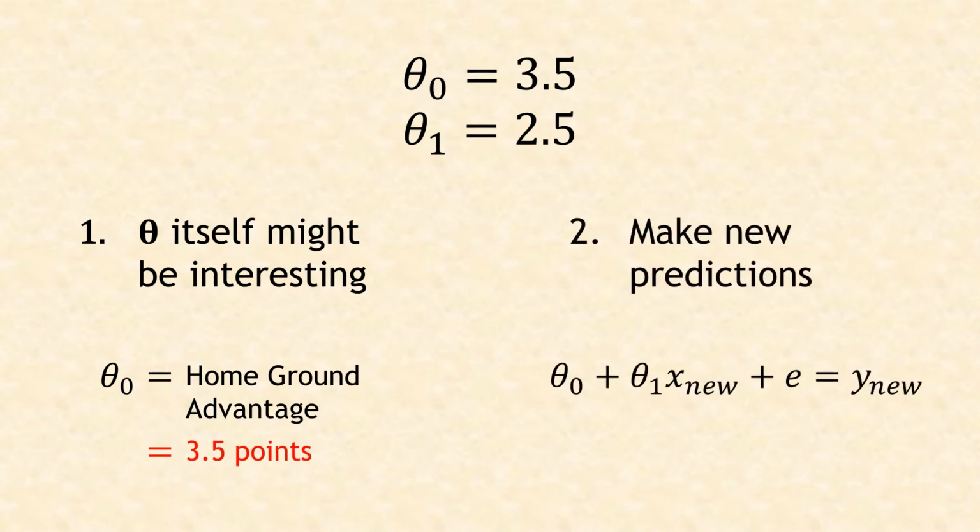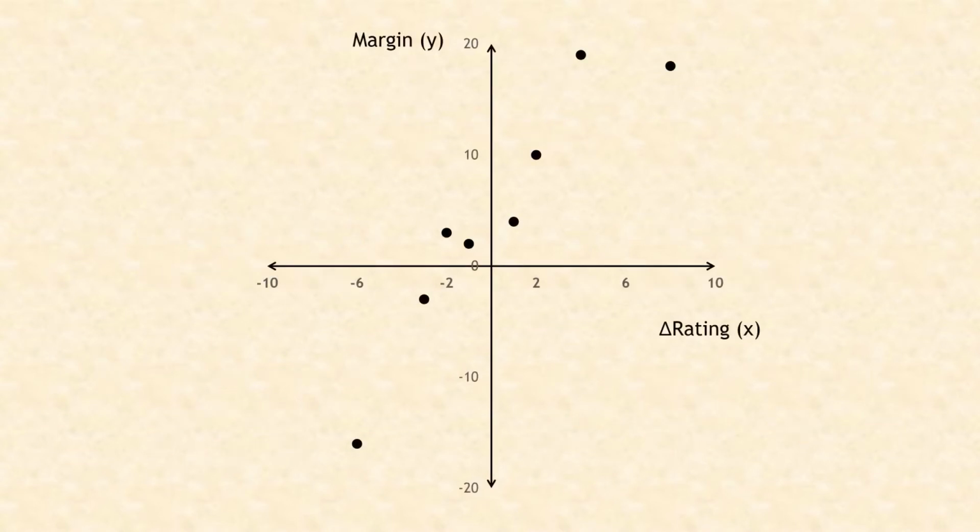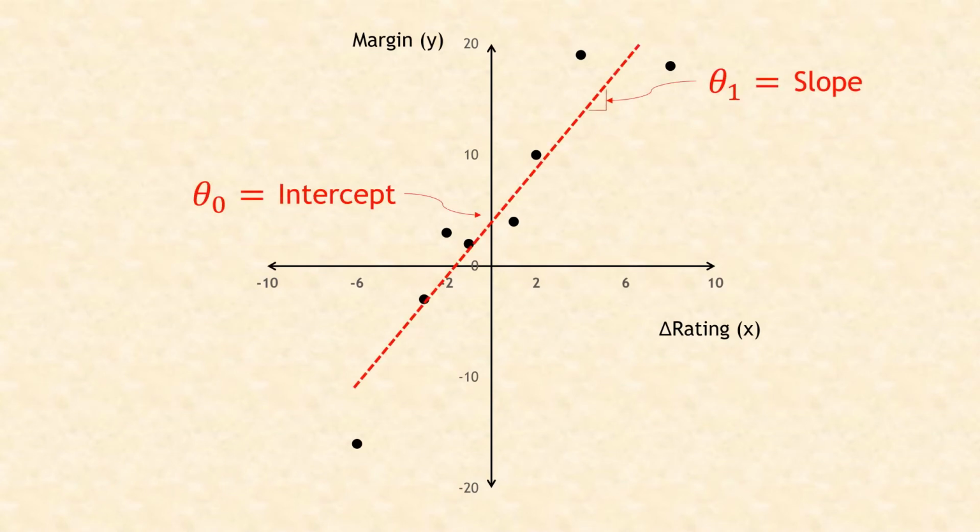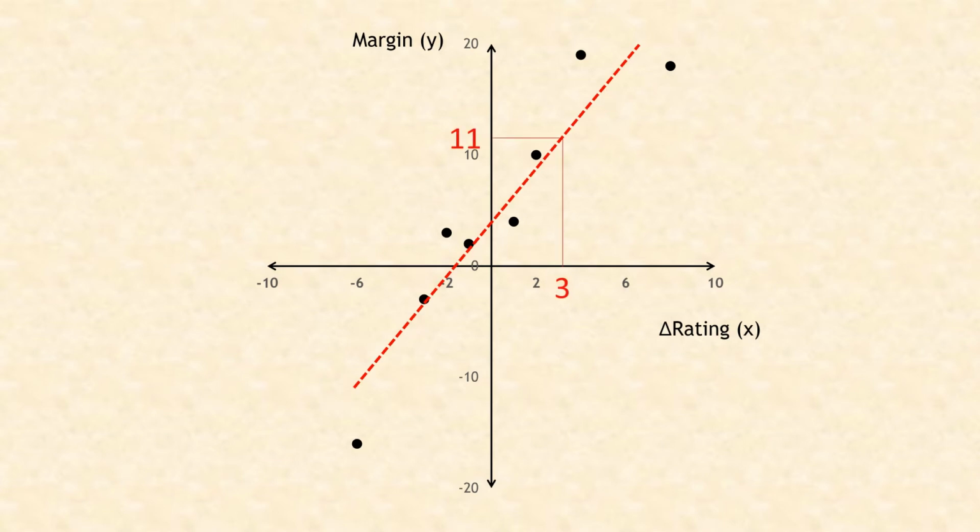For example, if we had a new game where the difference in rating points was 3, then we could predict the result of that game as 11 points to the home team. For those of you who are graphically minded, θ0 and θ1 represent the intercept and slope of a line that can be drawn alongside the data. The prediction of 11 corresponds to finding the point on the line corresponding to x equals 3.